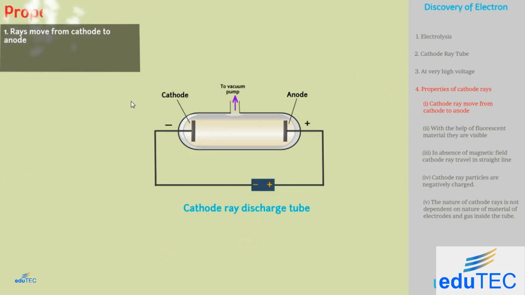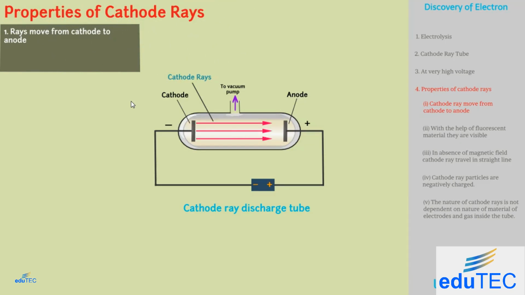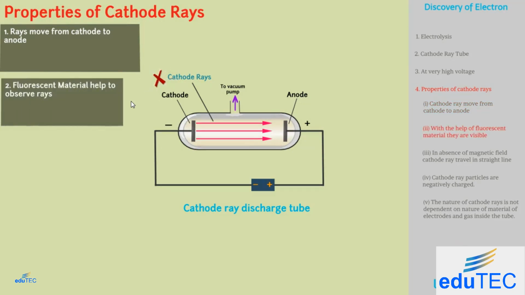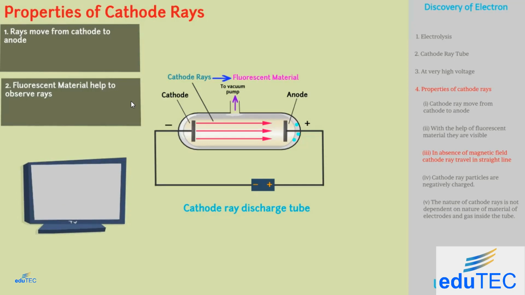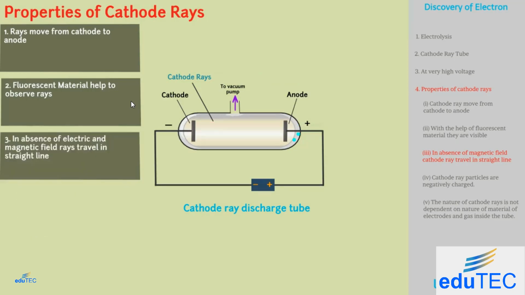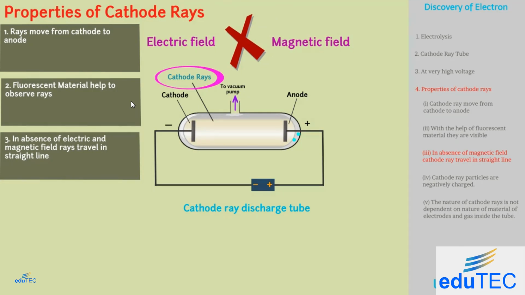Here are the properties of cathode rays. Cathode rays move from cathode towards anode. In general, cathode rays are not visible, but with the help of fluorescent material, they form spots and so their existence can be observed. This is the principle of working of television picture tubes. In absence of external electric or magnetic field, cathode rays travel in straight line.